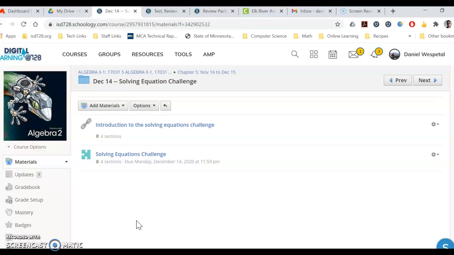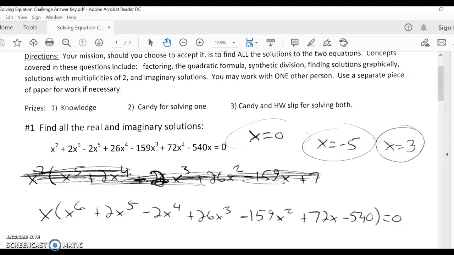This video is going to give a brief solution guide to the solving equation challenge where you had to solve an x to the 7th and an x to the 8th. All right, so this is my solution key. And basically the first thing to realize on this one is if you factor out an x, since they all have x, you can take out that GCF, and that'll get you one answer of x equals 0.